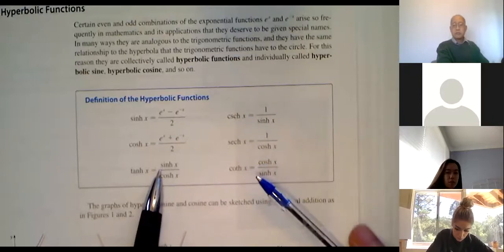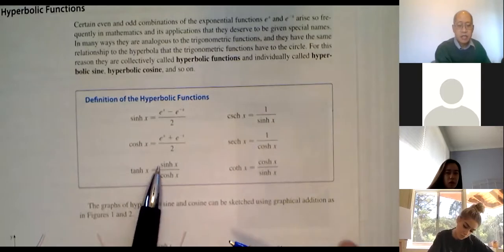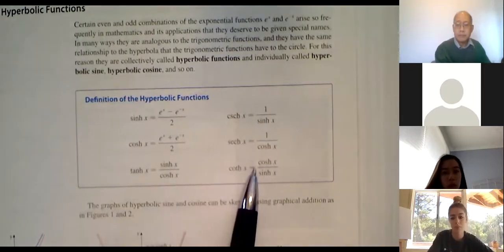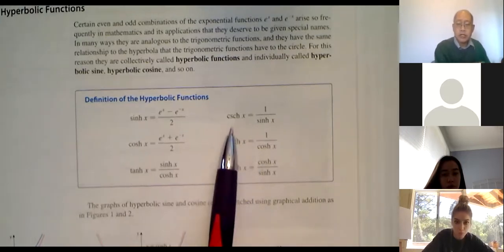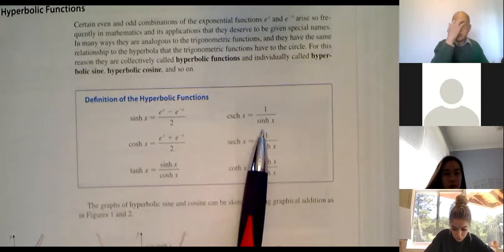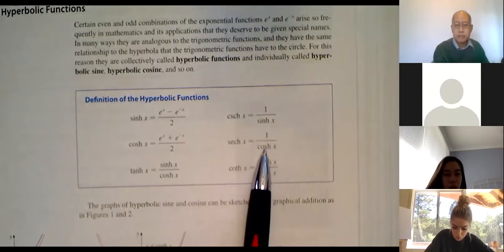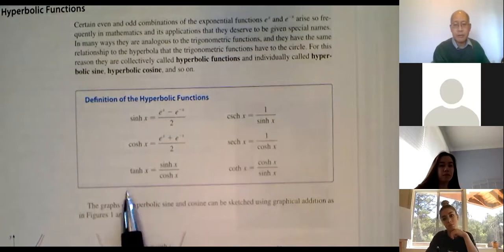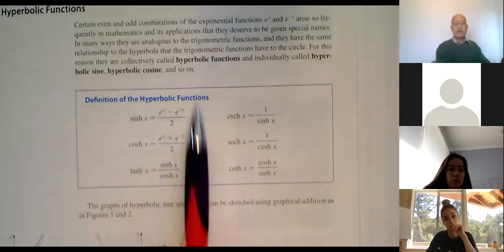All these others follow the rules just like trig. So notice hyperbolic tangent is sinh divided by cosh. That's just like trig, just that divided by that. And guess what these are? These are exactly the same reciprocals as they are for trig. So hyperbolic cosecant is the reciprocal of sinh. Hyperbolic secant is the reciprocal of cosh, just like trig. And hyperbolic cotangent is the reciprocal of hyperbolic tangent. Okay, so that's what's happening here.